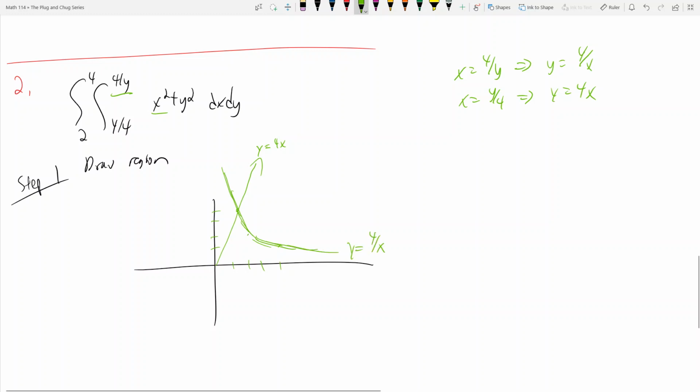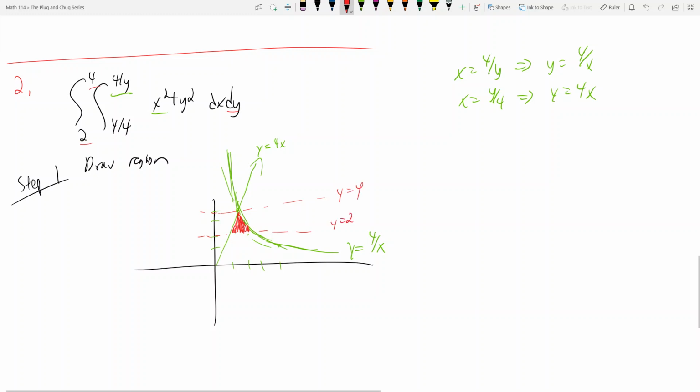Then I got my dy bounds, which are 2 and 4. So here's that, and here's that. My region is going to be this triangle-like thingy, which is not quite a triangle because there's a little bit of curviness to it. Maybe if I draw this line better, you'll be able to see that. There, that's better. There's a little bit of curvature going on. It's not a perfect triangle, and that's my region right there. Here I got y equals 4 and y equals 2.